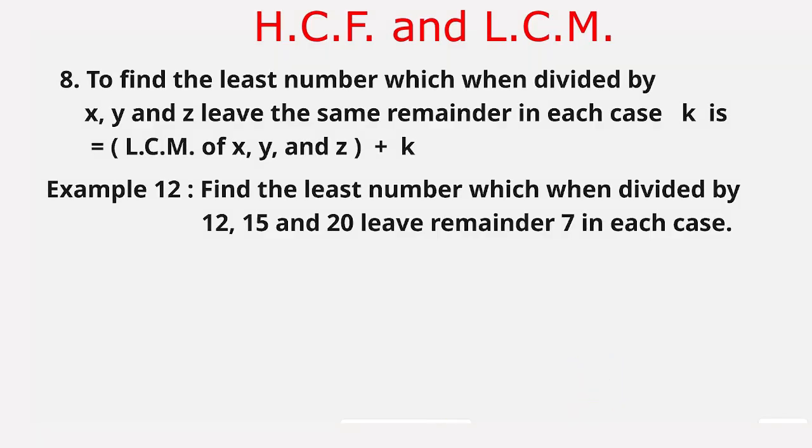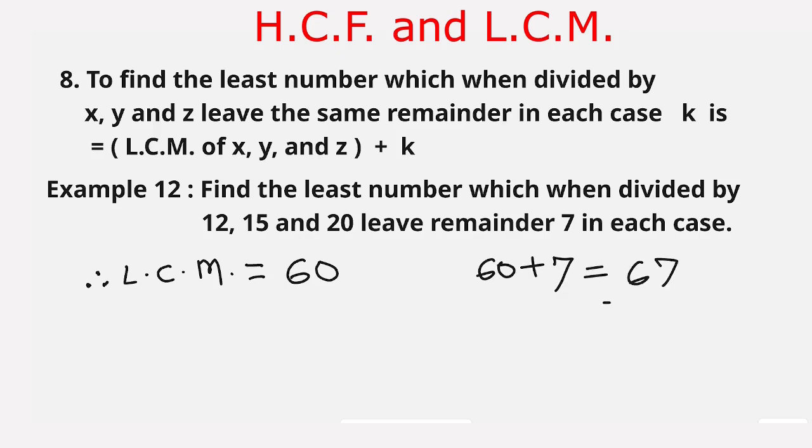As per the given method, we have to first find the LCM of 12, 15 and 20. And we know how to find the LCM of it, so I will not find it out. So LCM is equal to 60. The LCM of 12, 15 and 20 is 60. And what will be that number? The number will be 60 plus 7 is equal to 67. This is that number. We can check it also.